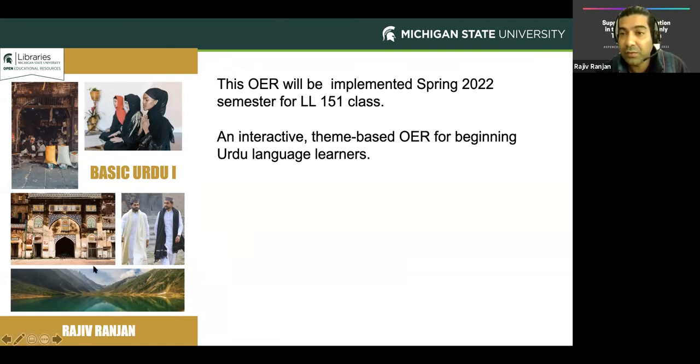And the Basic Urdu one will have multiple voices and what I learned from the experience of writing the first one. So it's like an updated version. Then I'm also updating Basic Hindi one after Basic Urdu one. Then I'll go back to Hindi one and update both of them.